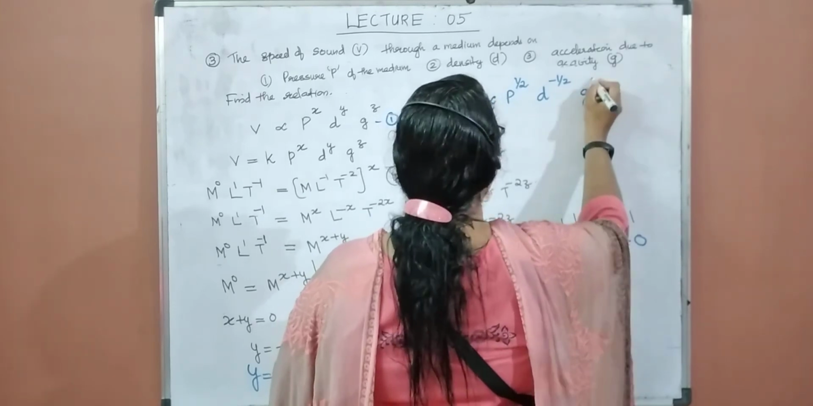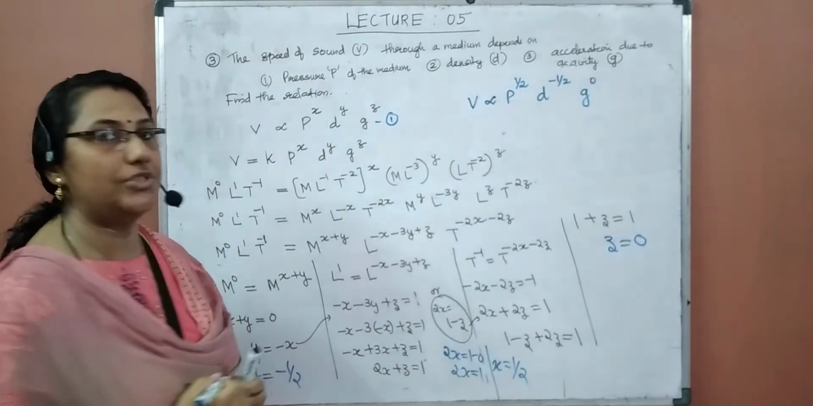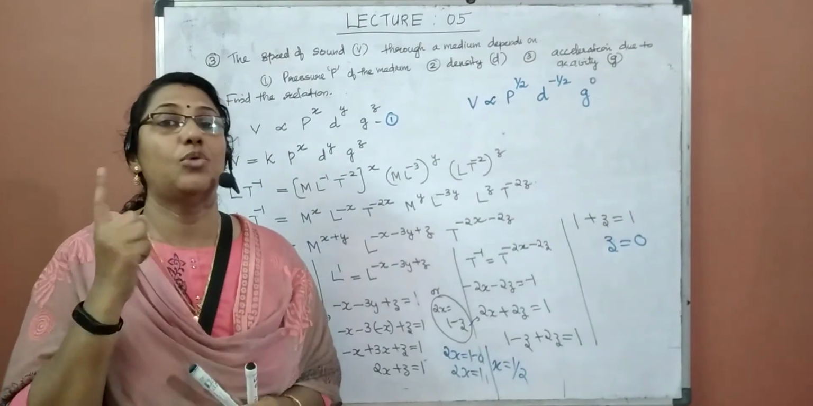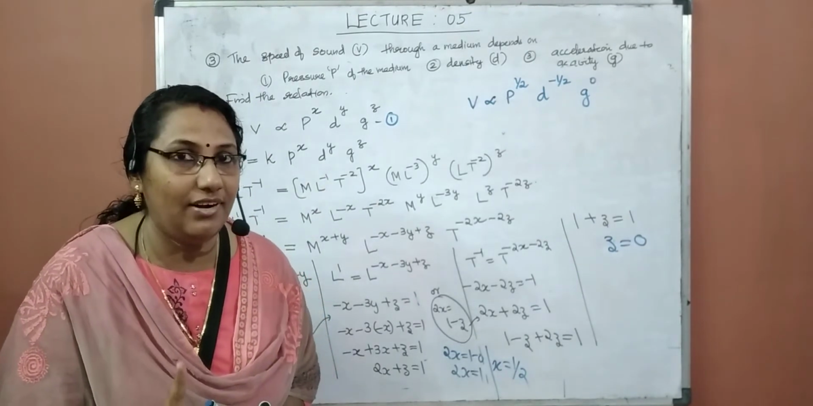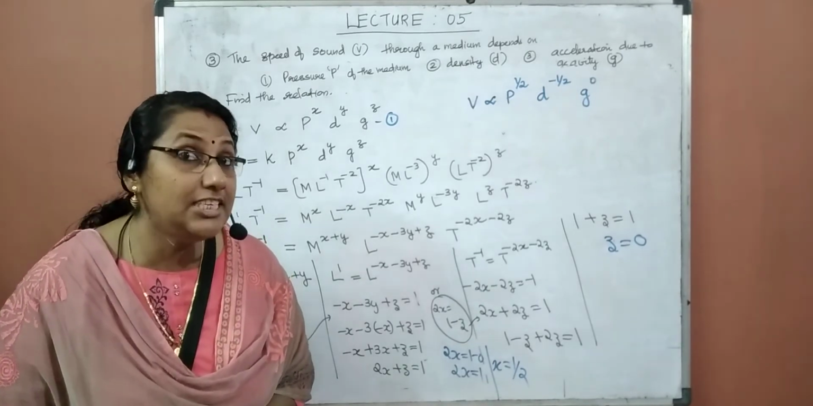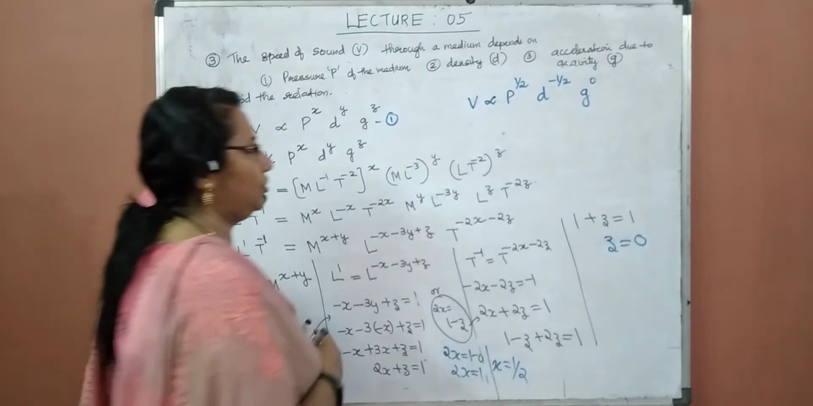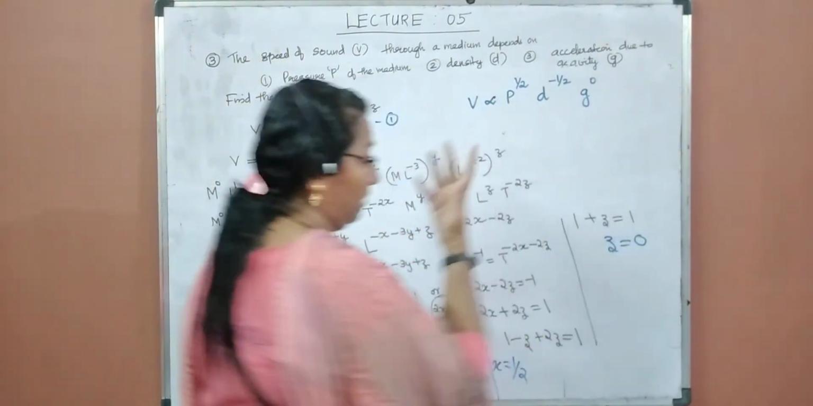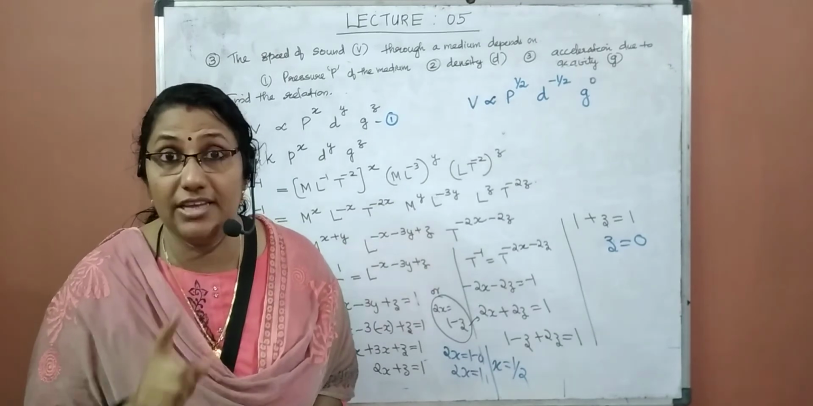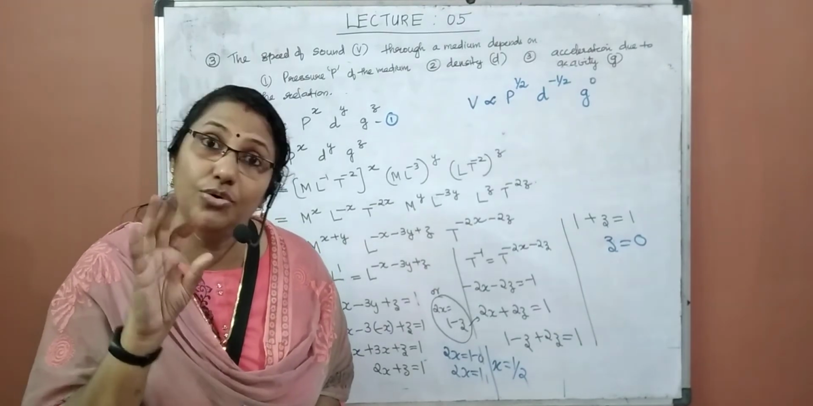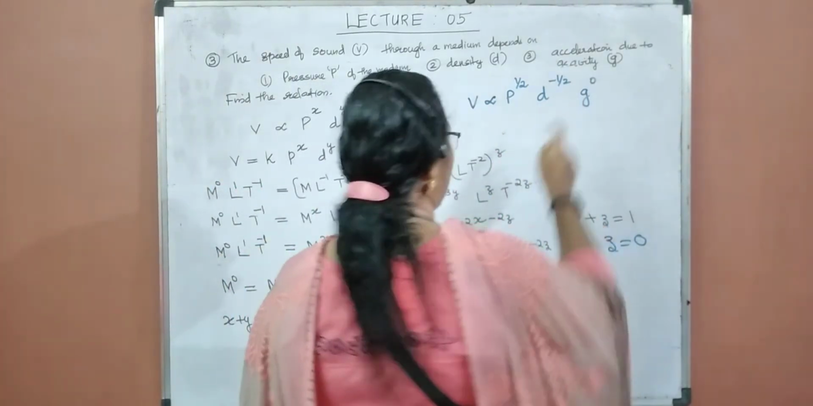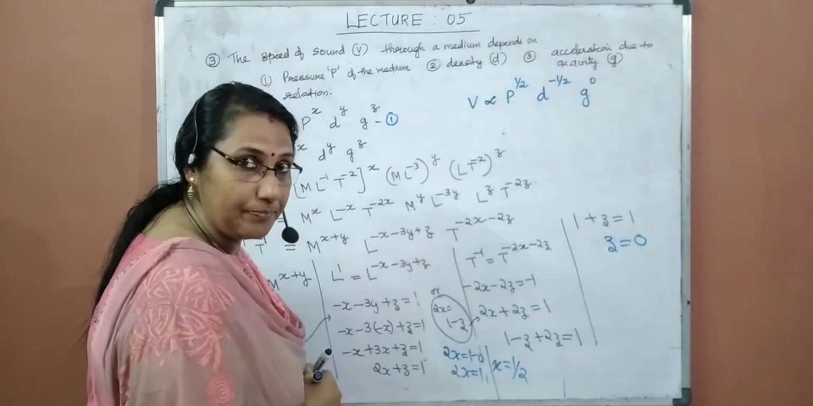g raised to 0. What is g raised to 0? What is x raised to 0? 1. So what is g raised to 0? Again 1. That means g has no dependence. The speed is independent of acceleration due to gravity. They had told us the speed of sound depends on g, acceleration due to gravity. Here, no. The speed doesn't depend on g. We have proved it.